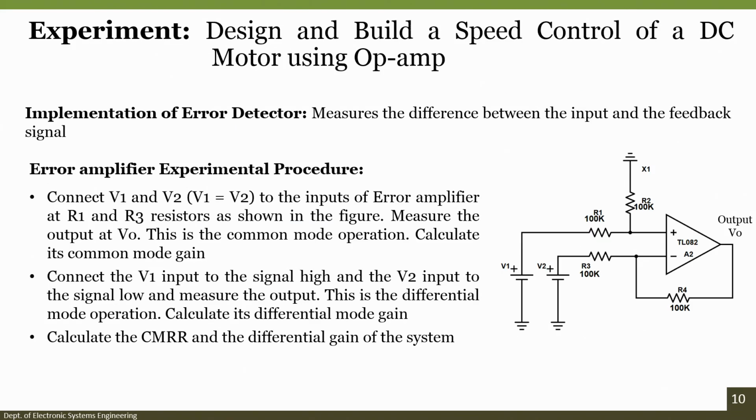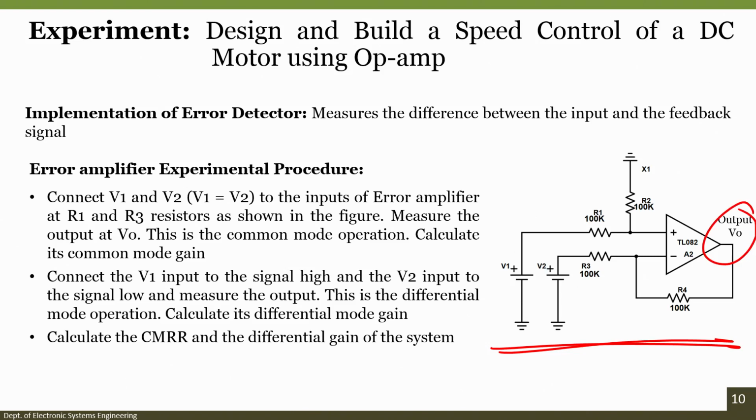Finally, there are two more things that we need to understand, which is the implementation of error detection, which measures the difference between input and the feedback signal, and the error amplifier experimental procedure. If you see this particular circuit, we need to connect V1 and V2 to the inputs of the error amplifier, and R1 and R3 are resistors shown in the figure, which are 100K. What we have to do is measure the output VO. This is a common mode operation, so calculate the common mode gain.